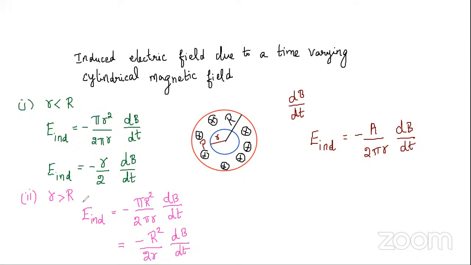So here small r greater than capital R means this point P lies somewhere outside this red color circle, this outer circle. So in that case, you will be getting the induced electric field by this formula.